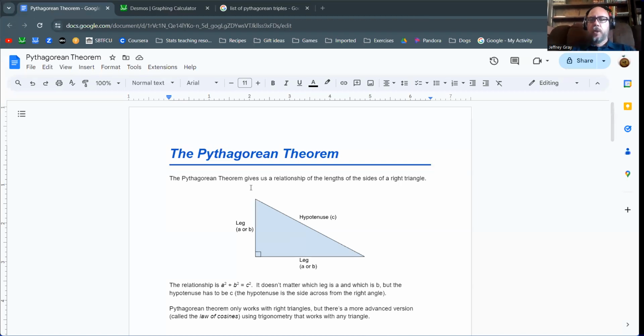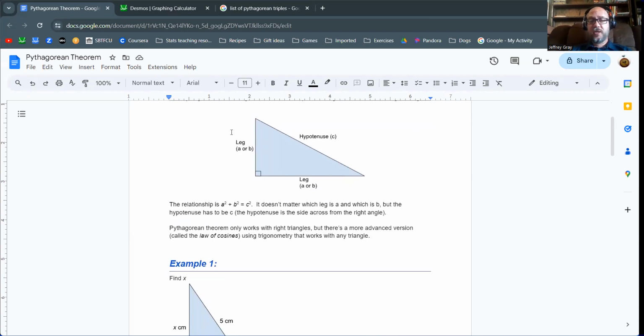The Pythagorean theorem is surprisingly powerful and also very simple. It's really interesting in that regard. All it does is give us the relationship between the lengths of the legs of a right triangle and the hypotenuse. Just a quick refresher: the legs are the two shorter sides and the hypotenuse is the longer side in a right triangle. You can identify the hypotenuse because it is across from the right angle, and the legs are the other two sides.